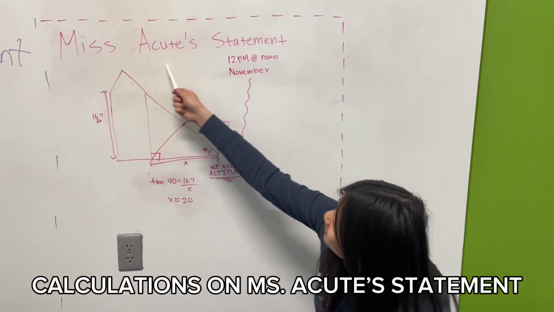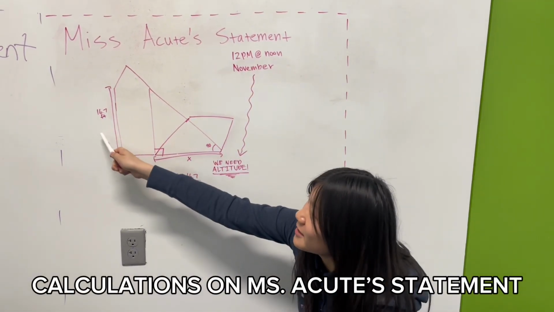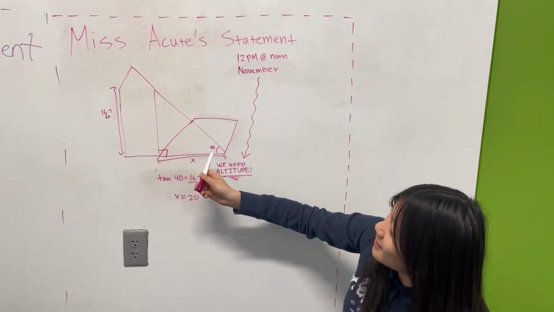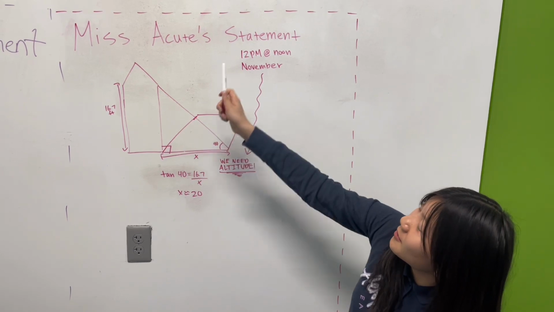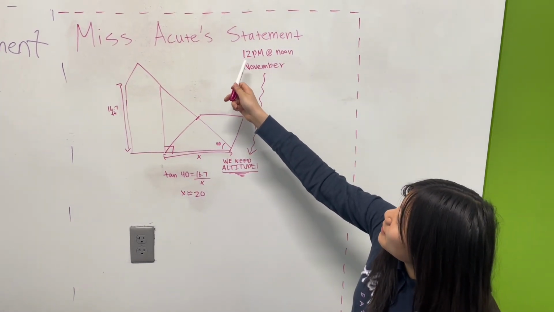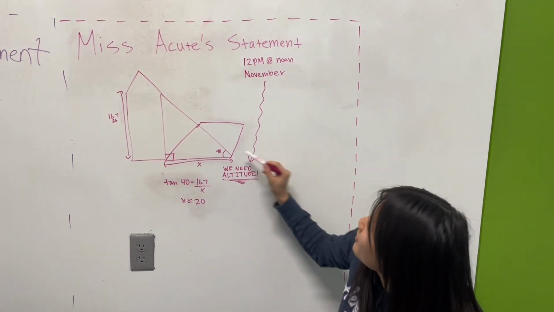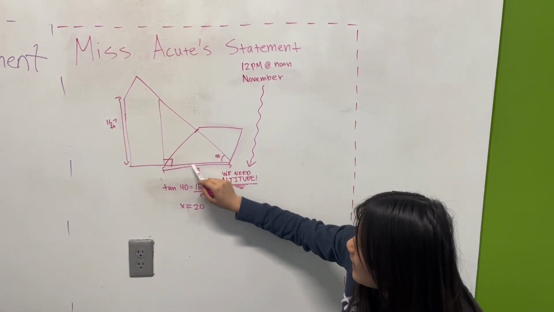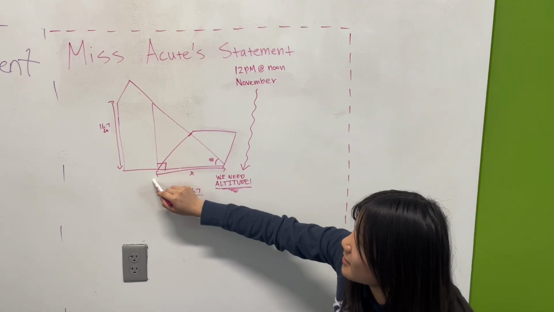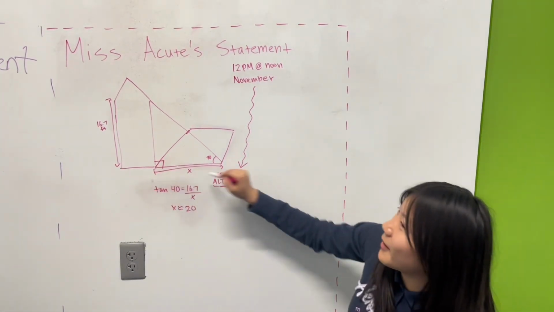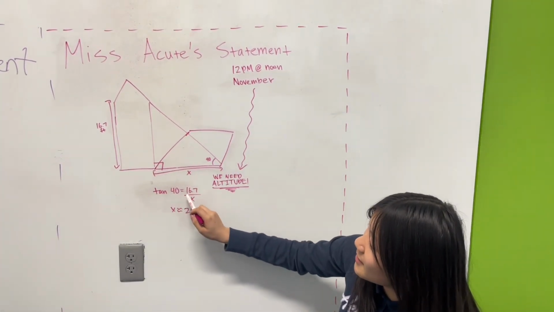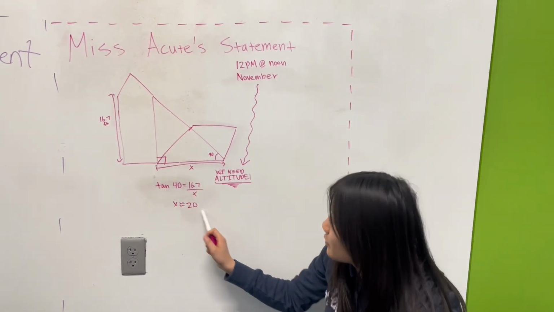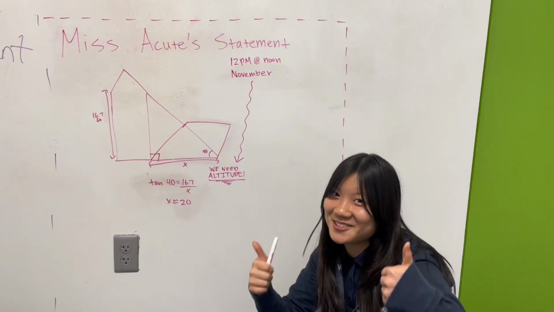Allegedly, according to Miss Acute, this building was 16.7 feet, and over here we're using the altitude of 40 since it was 12 p.m. at noon in November. Since we're using altitude, we take this angle, we would need the tangent to find x, which is the distance between the building and the pond. And we would take 16.7 divided by the tangent of 40, which is 20, which is correct.